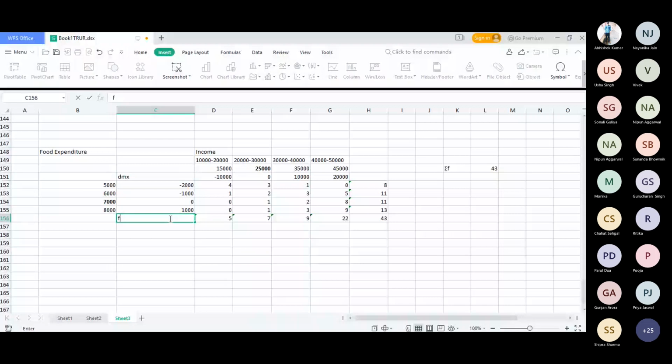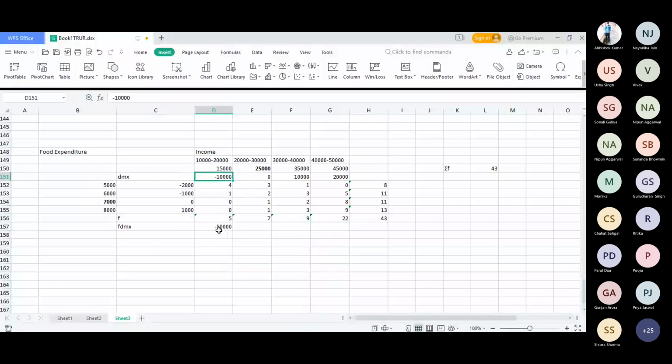So this is your f, we have calculated the sum of all this. For summation of f dx, you have to take this f and multiply by dmx. These are the respective values of your f dmx, which is f into dmx. So this becomes minus 50,000, and then multiplying all that, f is 7 and dmx is 0, so 7 into 0, 9 into 10,000 and 22 into 22. These are your f dmx values.